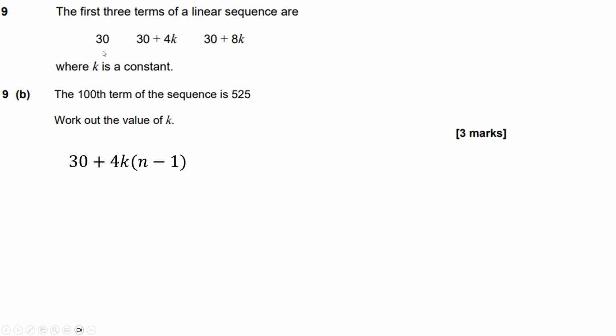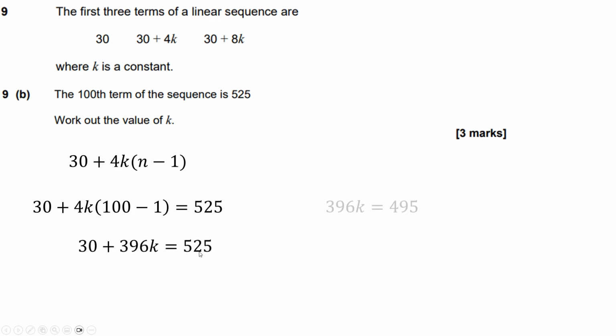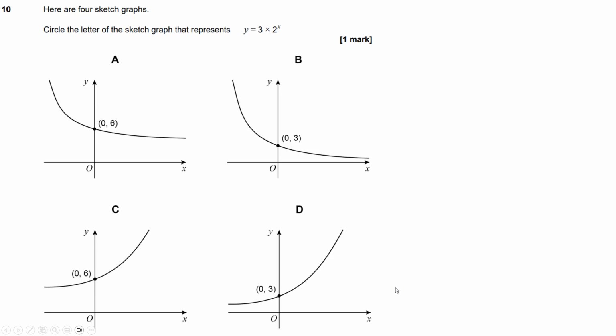So you're basically finding the normal nth term, but you're just shifting every single term in one direction, because the first term doesn't have 4k, even though every other one does. Okay, so this is an expression for the nth term, and we're looking for the 100th term, so we can substitute 100 in there, and make it equal to 525, because that's what the question is telling us. 100 take away 1 is 99, 99 times 4 is 396, okay? Take away 30 from both sides, so you get this, and then you divide both sides by 396 to get k equals 5 over 4, or 1.25 if you prefer.